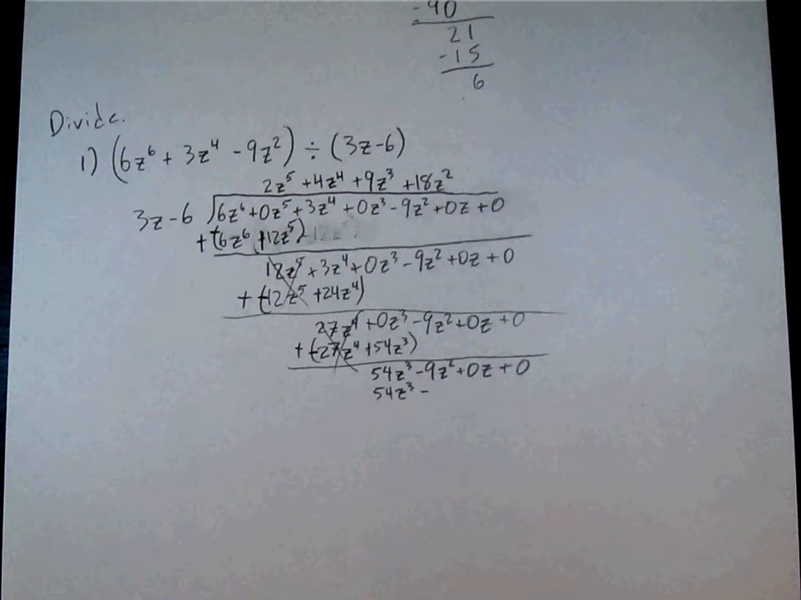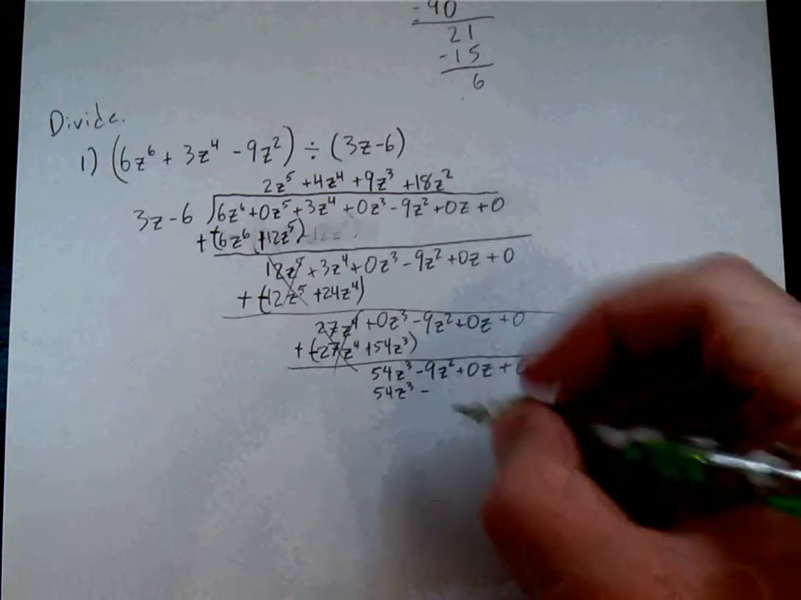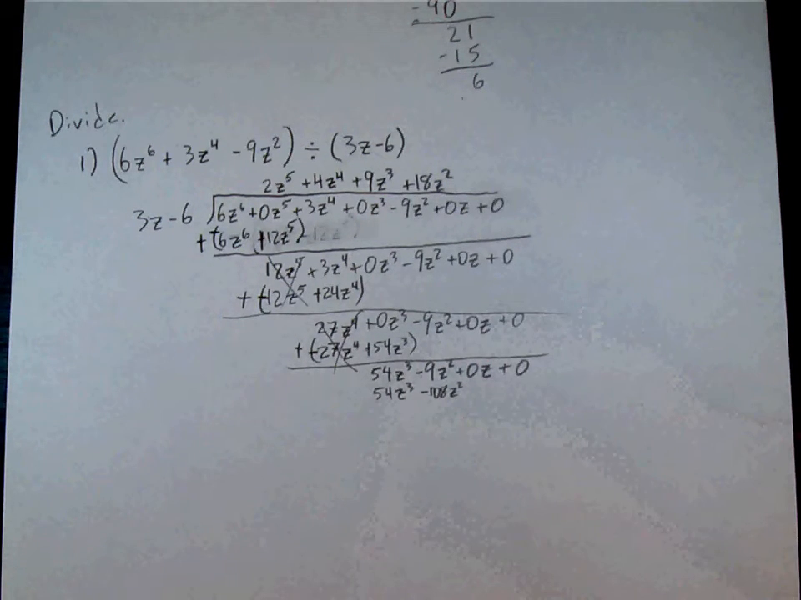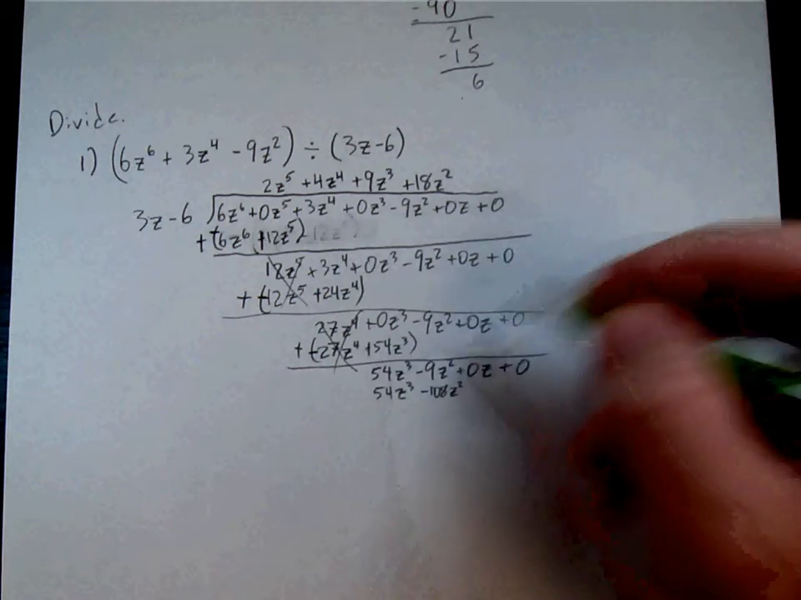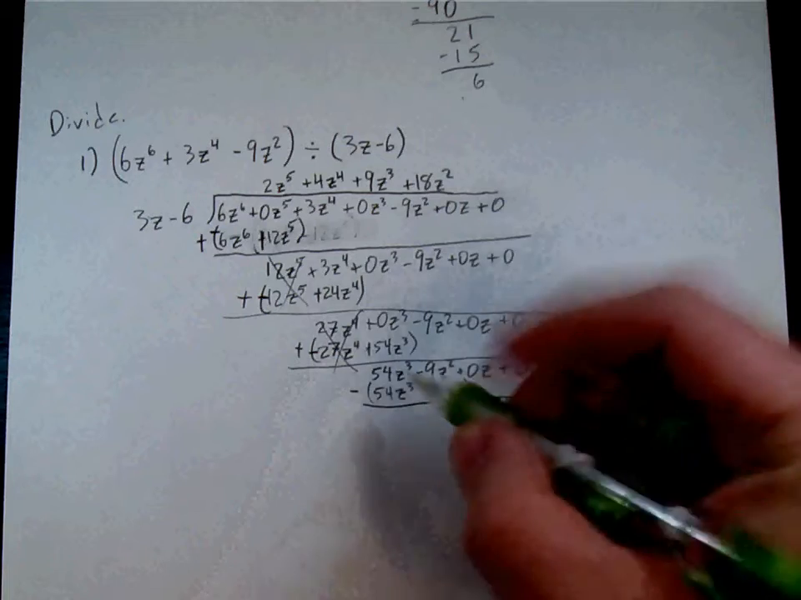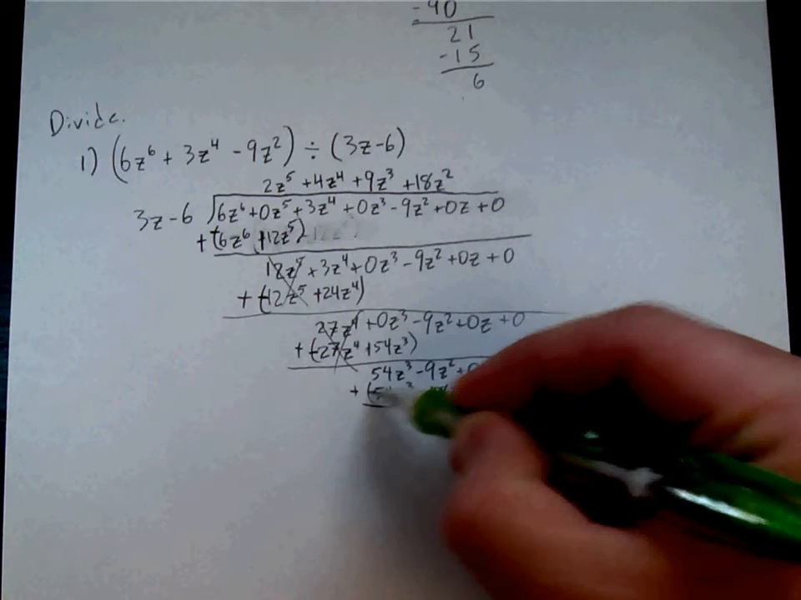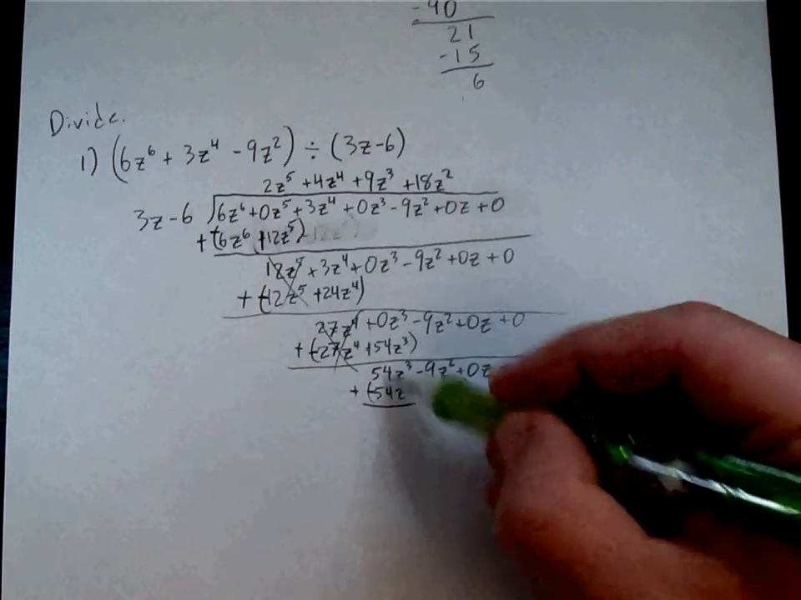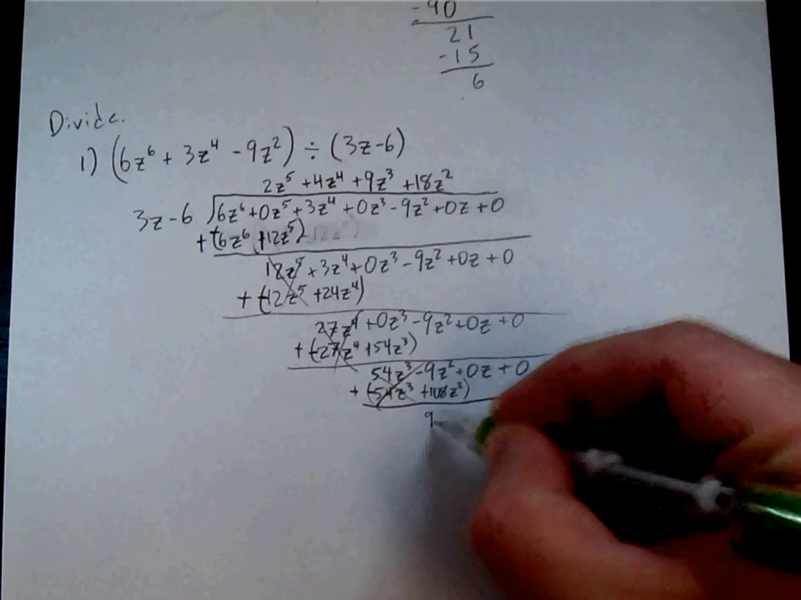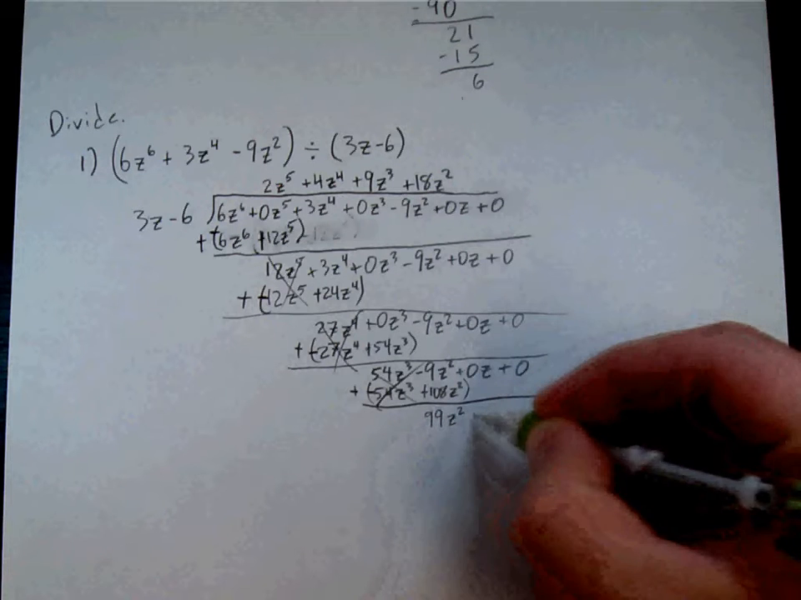Minus, I've got 6 times 18, 108, I believe. Yeah, sorry, I was just thinking through. I want to make sure I did that math correctly. It looks like I did it right. I'm going to distribute my negative. So there's a negative and a positive. Now subtract those, they cancel. I'm going to get a positive 99z to the 2nd.